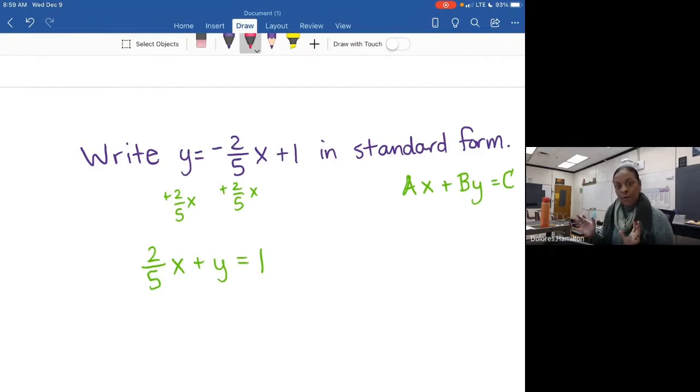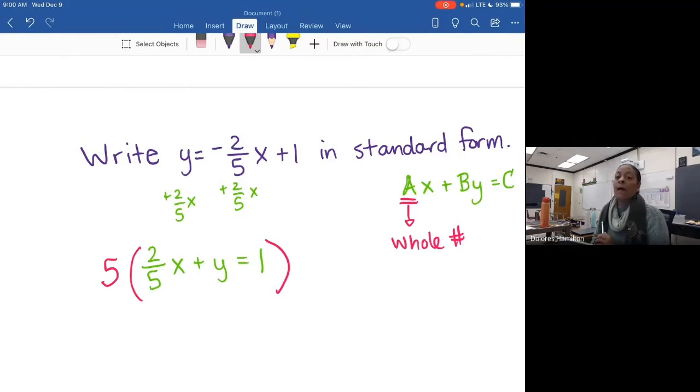We are almost there, but remember, a has to be a whole number, meaning it's got to be positive and it can't be a fraction. So I need to get rid of that 5 in the denominator of the 2/5. How can I do that? I can do that by multiplying every term by 5, so that the 5 in the numerator, remember this is the same as 5/1, I'm going to multiply every term in that equation by 5.